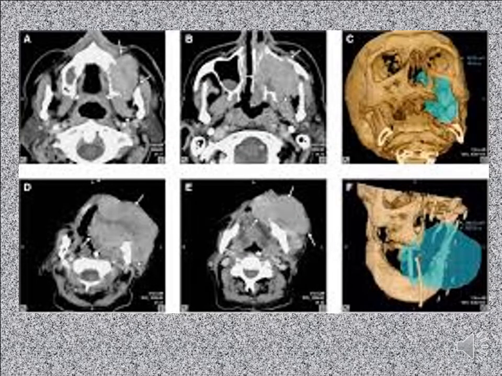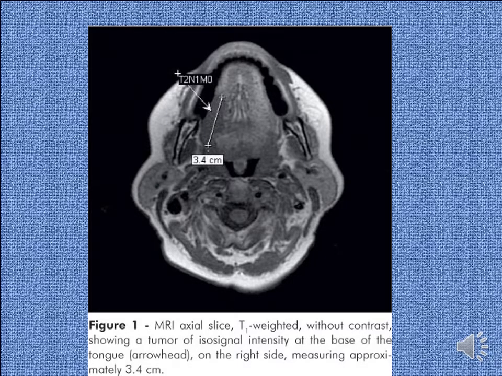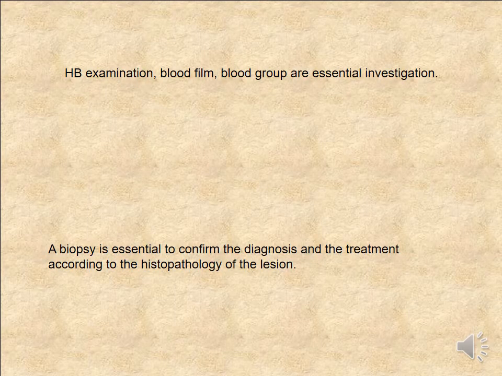This figure shows the CT scan, a three-dimensional CT scan. This figure shows the MRI, T2 and T1, of the base of the tongue. Other investigations like hemoglobin examination, blood film, and blood group are essential. And lastly, a biopsy is essential to confirm the diagnosis and to guide treatment according to the histopathology of the lesion.